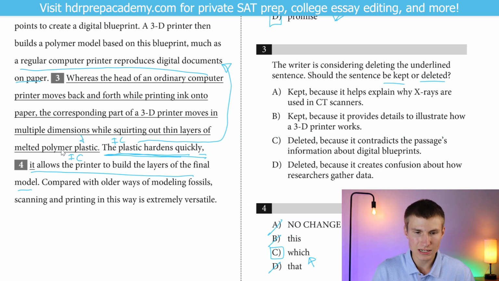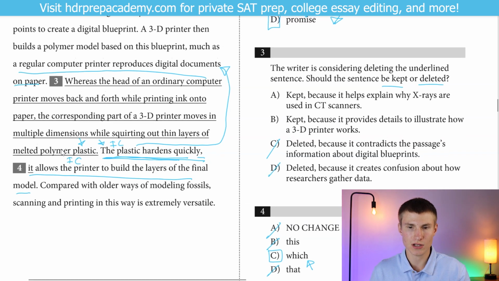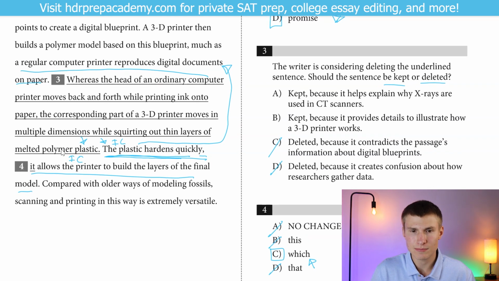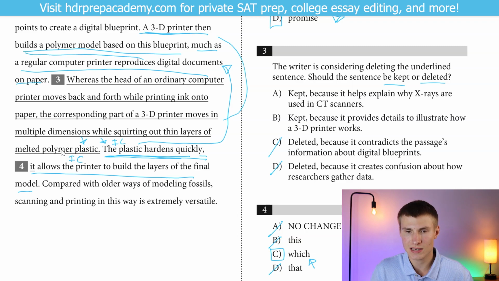So I see there I really need to include this sentence because it's introducing this melted polymer plastic, which I'm then talking about in this sentence after. So I have to keep it, so I can go ahead and get rid of C and D. And the other thing too, as far as another reason why I want to keep it, is I see in my sentence before, I say a 3D printer builds a polymer-based model of the blueprint. Okay, and then I compare that to how our regular computer printer reproduces digital documents. Well, now I'm describing this process that the 3D printer is using, okay? So since I'm describing that process, what comes before this underlined portion is then being illustrated through the underlined portion. So I want to keep this.